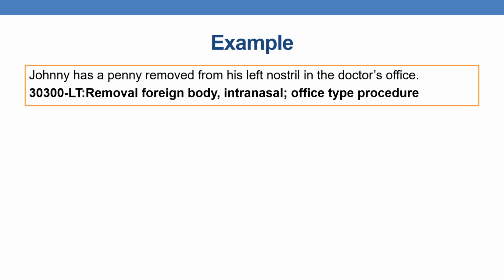Now let us see an example. Johnny has a penny removed from his left nostril in the doctor's office. So this is an office type procedure, and removal of foreign body from the left nostril. So the CPT is 30300 along with the LT modifier. Removal of foreign body, intranasal, office type procedure.